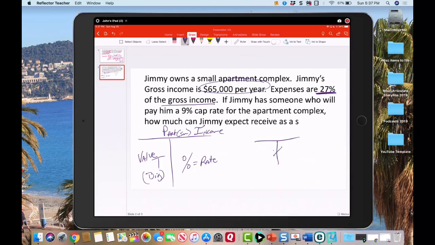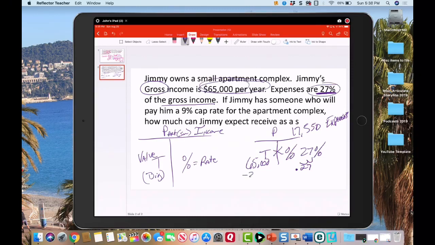I'm going to do a quick T problem here, which is part, total, percent. The total income was $65,000, gross income, remember that? The expenses were 27%. So I'm going to move my decimal over 2 places because I always think that works better. And when I take 65,000 times 0.27, I will get $17,550. And this represents expenses because expenses were 27% of the gross income.